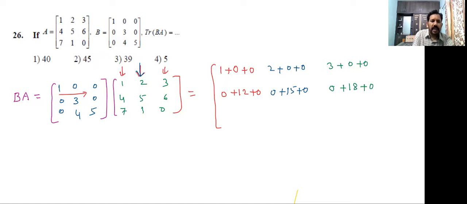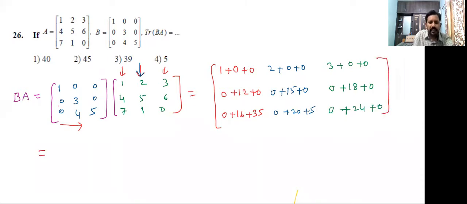Completed. Next, I am going to the third row. Third row, first column. Students, identify that: 0 into 1, 0. 4 fours are 16. 5 sevens are 35. 35. Next, third row, second column: 0, 20 plus 5. Okay. Next, third row, third column: 0 plus 24. 24 plus 0.